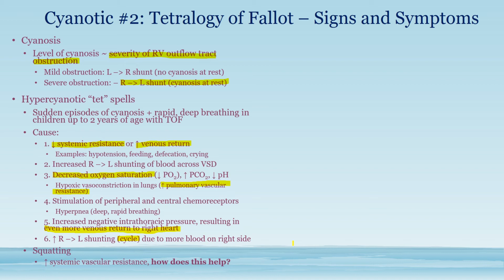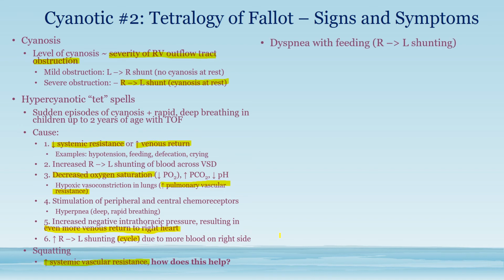We've always heard that squatting is important for Tetralogy of Fallot TET spells. Putting them in a knee to chest or squatting position can help with the TET spell. How is that the case? So the reason why this happens is that when you squat, you compress your vessels and increase the systemic vascular resistance, so you have more of a resistance to the left ventricular outflow and aortic outflow. So because of that, more blood can go into the pulmonary artery. And by more blood going to the pulmonary artery, you get more oxygenation. And as a result of more oxygenation, you lose the hypoxemia that's causing all these problems.